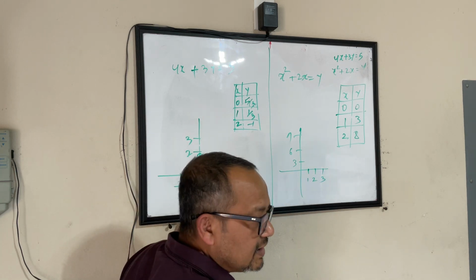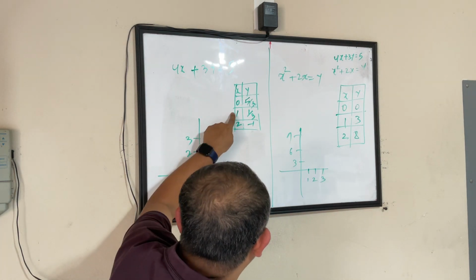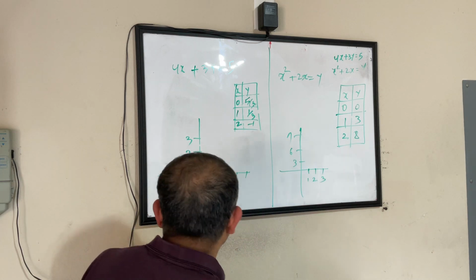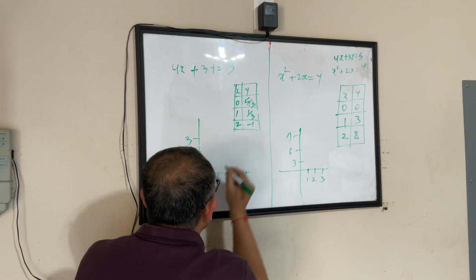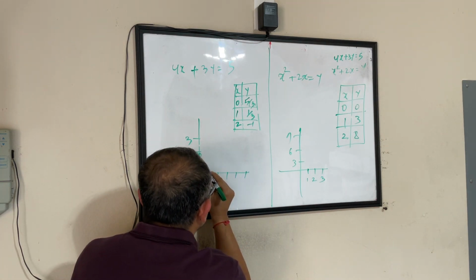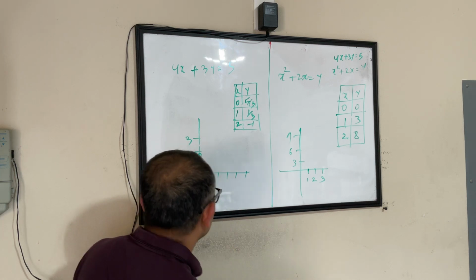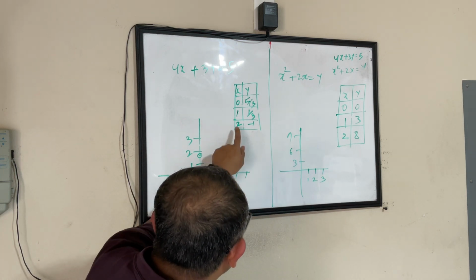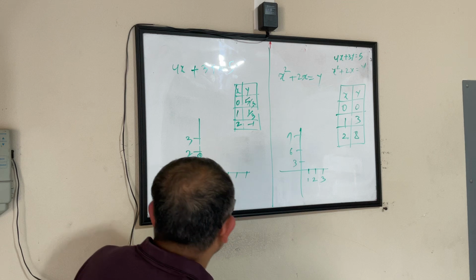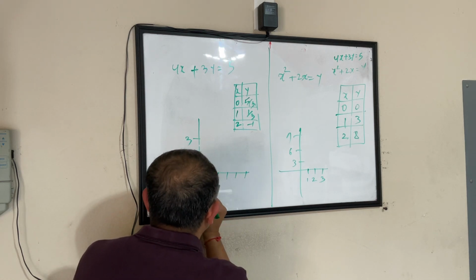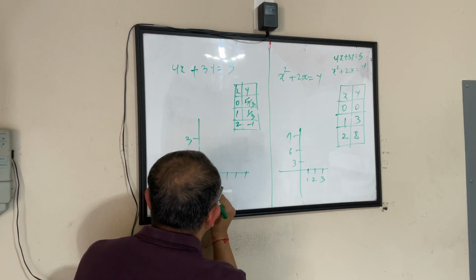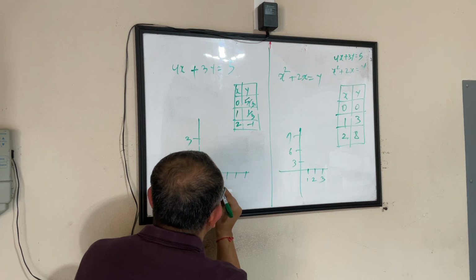Now, when x is 1, y is 1/3. So when x is 1, y is 1/3. 1/3 will be somewhere here, 1/3 of 1, right? Here. When x is 2, y is minus 1. So when x is 2, y is minus 1. This is minus 1, so it's somewhere here.